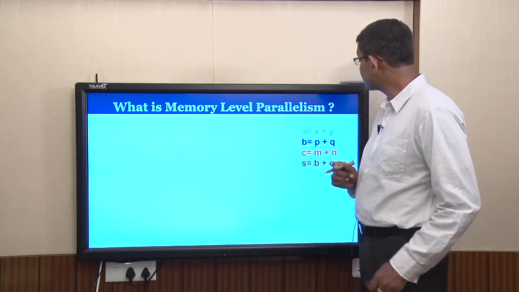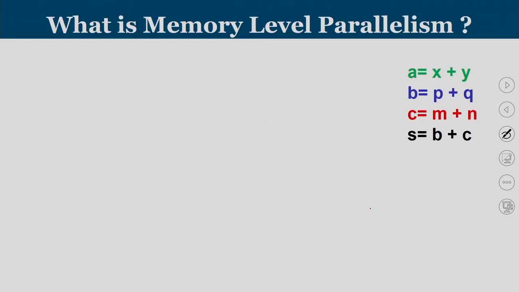Now, let us revisit the example with a different set of tasks. I request you to kindly go through these four tasks that are given: a equal to x plus y, b equal to p plus q, c equal to m plus n, and s is equal to b plus c. What is the peculiarity when compared to the previous task that has been already mentioned?